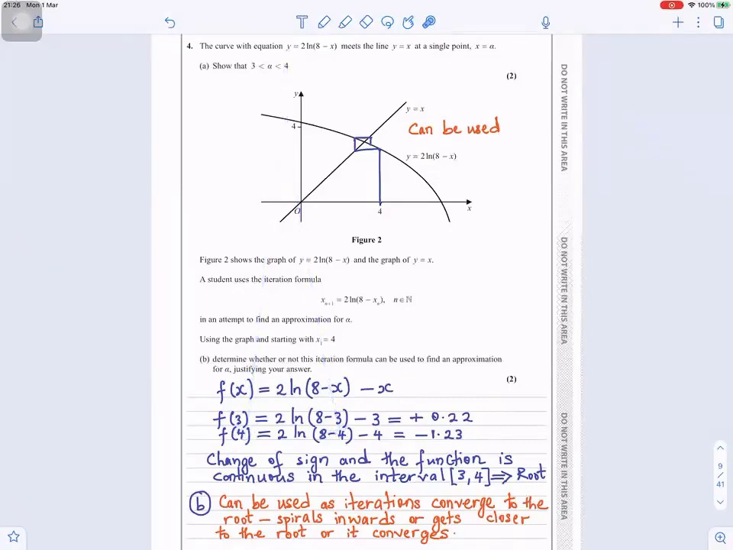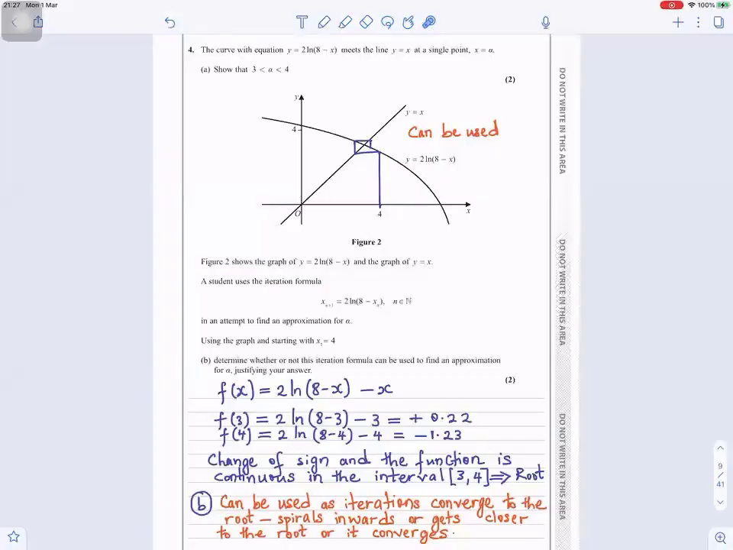And it is negative. So it has gone from a positive, across the x-axis, and goes to a negative. So the change of sign from positive to negative means the function is continuous. The change of sign and the fact that the function is continuous in the interval from 3 to 4, that means there's a root in the middle. That's what you conclude. Make sure you write that sentence. There's a change of sign and the function is continuous in that interval. So there's a root. If you don't write that, you won't get the full mark.